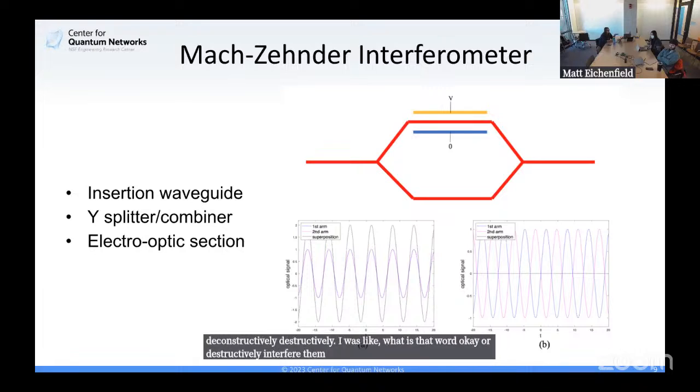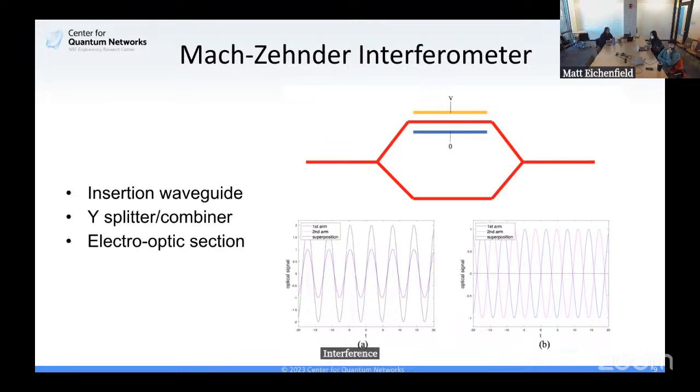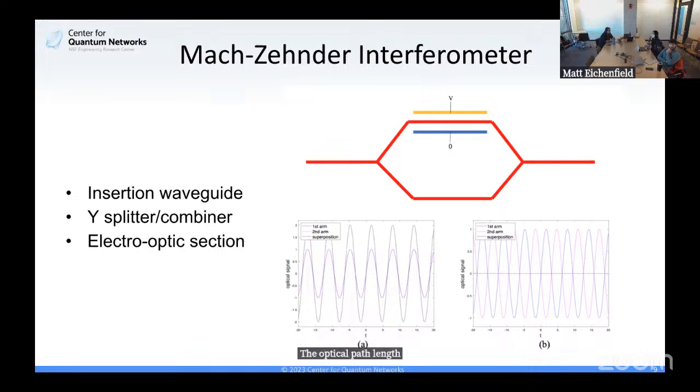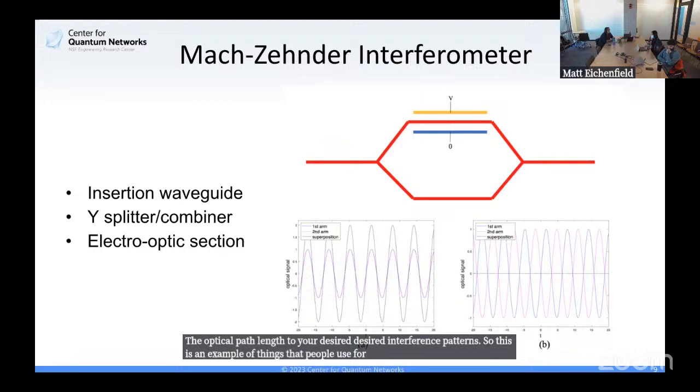The other option is, so that would be an example of a passive Mach-Zehnder interferometer where you have a set interference pattern that you want to use. The other option is to make an active Mach-Zehnder where you have an electro-optic material on one arm. There are some materials that respond to electric fields where it changes the index of refraction so that you can change the optical path length to your desired interference pattern.